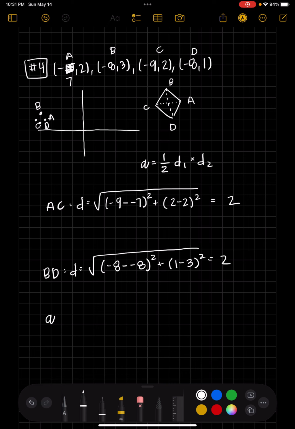So when I plug it into the formula, area is equal to 1/2 times 2 for diagonal 1 times 2 for diagonal 2, which gives me 2. So my area is 2. All right, and there we have it. This is how we find the perimeter and area based on coordinate points.